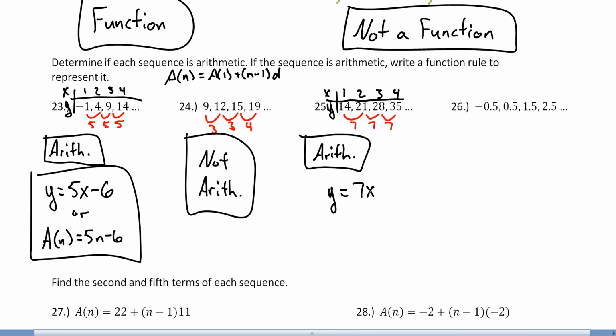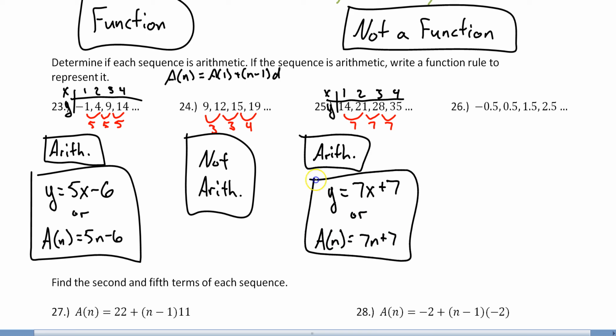If I continued this pattern going the other way, the thing that would be paired up with 0 would also be a 7, so I'm going to say plus 7. Or you can plug it into that formula once again, and you'll get a of n equals 7n plus 7 after you simplify. And either one of these would be an acceptable answer. Okay?